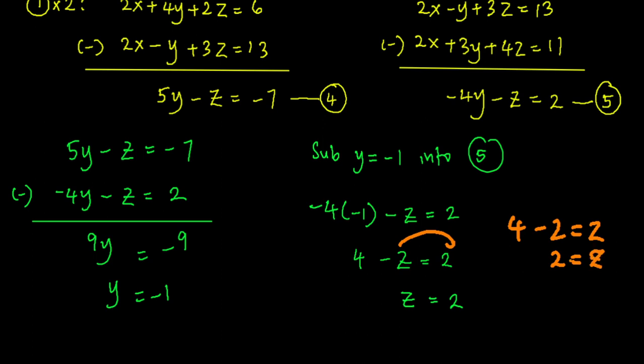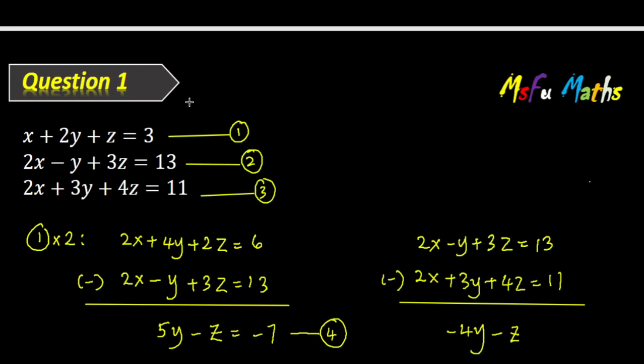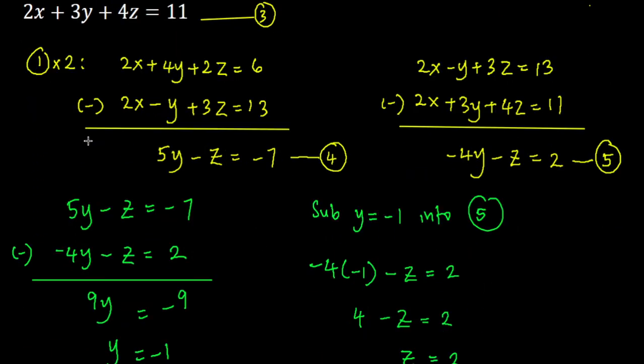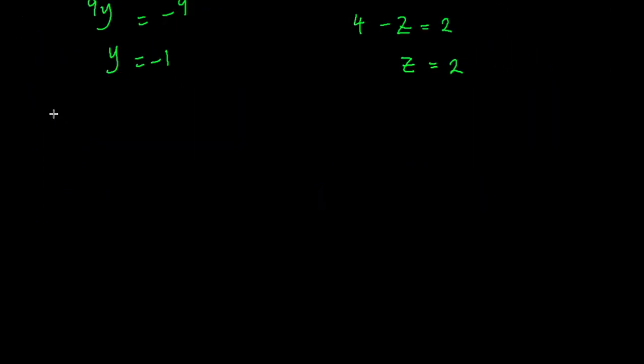So once you got your y and z, you can use this y and z, sub them into any of these equations, maybe number 1, 2, or 3. So from there, you can get your x. Okay, I'm going to choose equation number 1 here because here the coefficient is 1. Easily, when you sub here, you get your x. So we substitute x plus 2y plus z. I will write here first: sub y equals to negative 1, z equals to 2 into equation number 1.